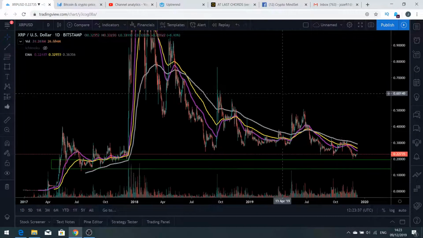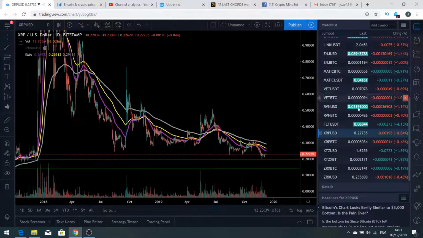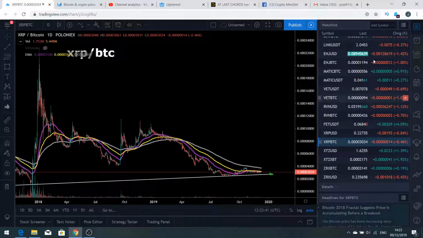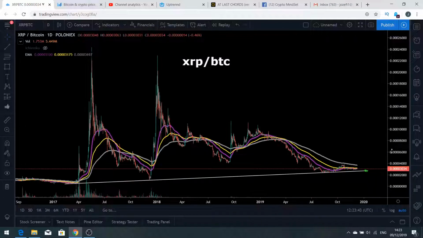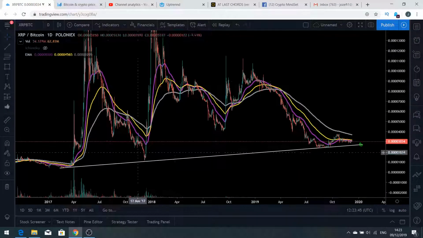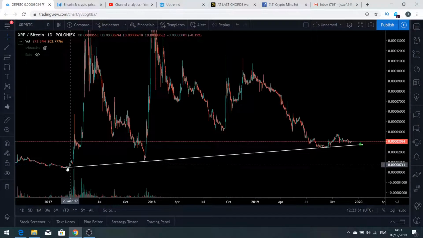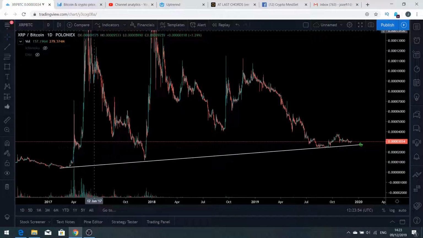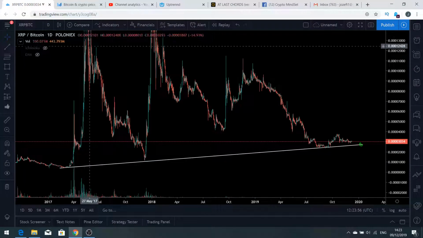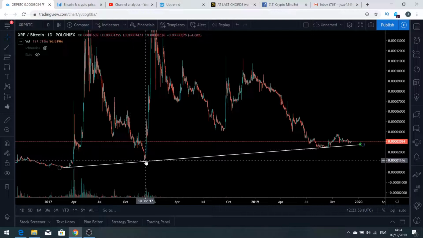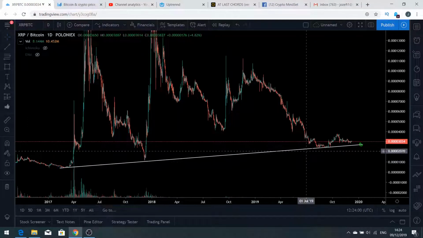As well, let's look at the BTC chart, for example. This was the USD. Let's look at the BTC chart on the longer time frame. Let's remove the EMAs. You can see we have this rising trend line. Every time we touched this trend line in the past, we had a huge bounce, more than 10x here and here.